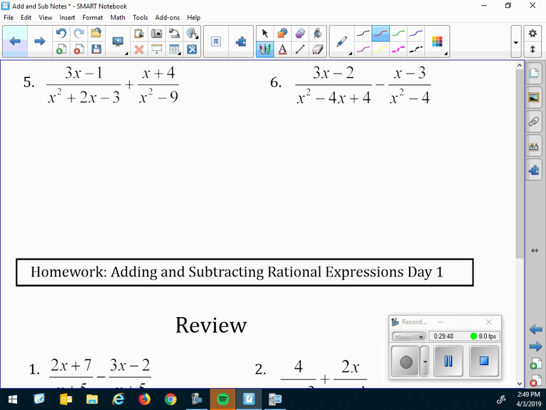Number 5. What do I do? Factor what? The denominators. Okay. 3x minus 1 over what? Say again? X plus 3 times x minus 1. I thought I heard x plus 2 times x minus 1. No, it doesn't work.